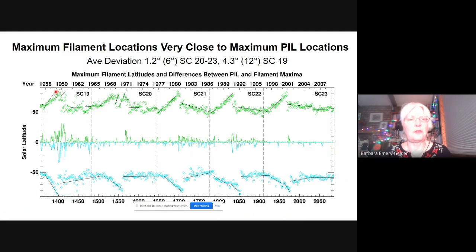These slopes, these solid lines, are actually from the maximum pill locations. And you can see for solar cycle 20 through 23, they line up really well with the maximum filament locations. And they're a little bit off then for solar cycle 19, but we think that when we compare with studies that used filaments and we're using the maximum pills, we actually get similar answers. And ours actually should be better because we have more longitudes with them.